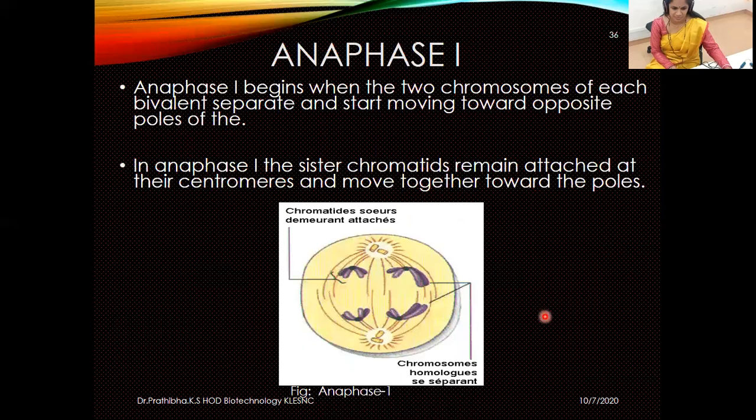Then anaphase I. Anaphase I begins when the two chromosomes of each bivalent separate and start moving towards opposite poles. In anaphase I, the sister chromatids remain attached at their centromeres and move together towards the pole. Here you can see the homologous chromosomes separate.